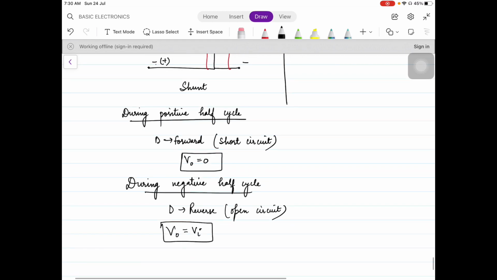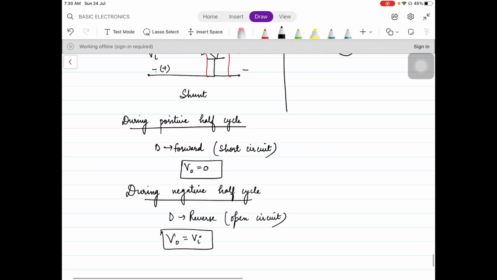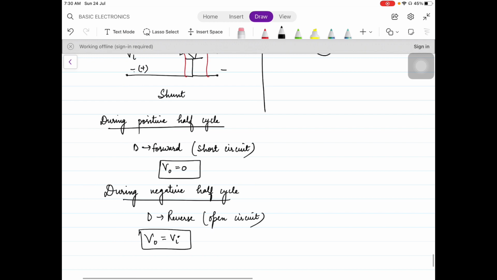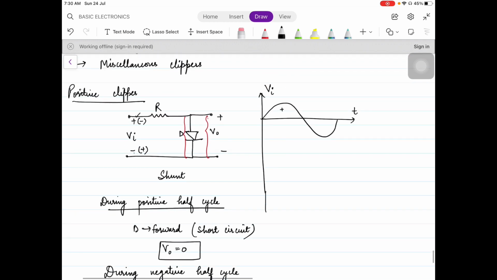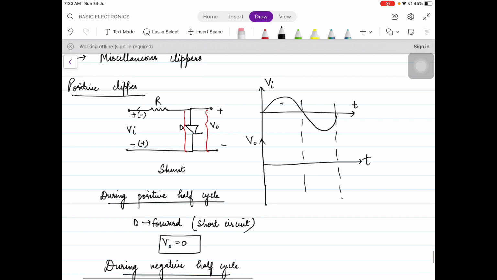Concepts should be clear. So V naught is equal to Vi. We are done with both the V naughts in both the cycles. Now let's draw the output waveform. For the output waveform, first of all, let's prepare the axis. Separate the positive and negative cycles. For the positive cycle, answer is 0.